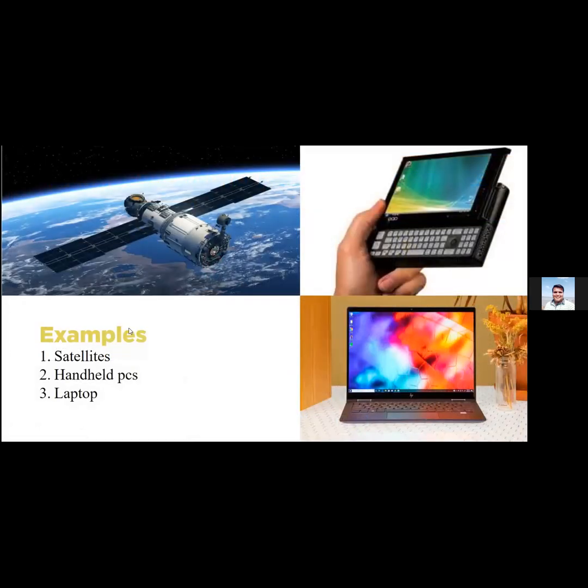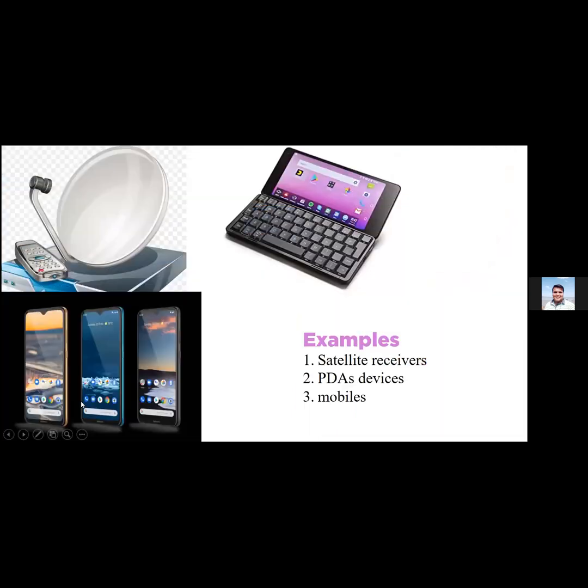So examples like satellite that receives and sends communication by communicating messages through online service networks, and handheld PCs and laptops. Another example is satellite receivers, like satellite dish antennas, and PDA devices. Actually, they are small handheld PCs, but they are named differently, and our own handheld devices, mobiles.